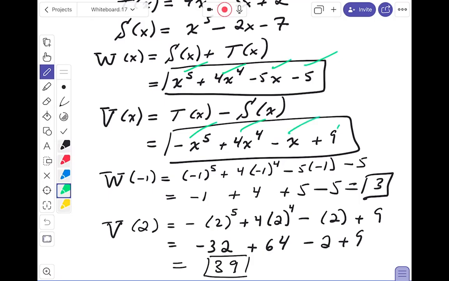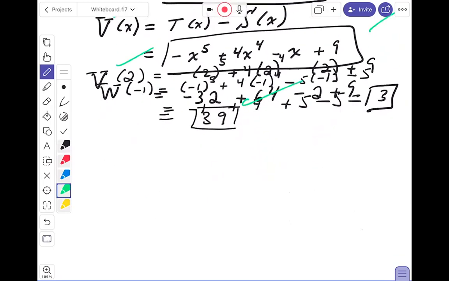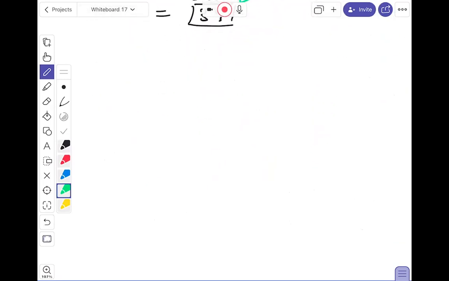I'm feeling good about that. They say W minus 1 is equal to 3. Feeling good about that. And V of 2 is equal to 39. Feeling good about that. All right, go to the next problem, which should be number 5. It's the last problem in the set. And then we'll talk about Sage.